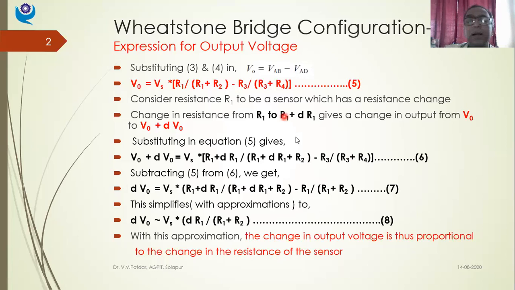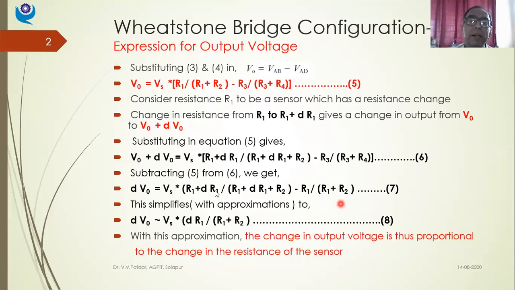The second part will get cancelled. Vs into R3 upon R3 plus R4 will get cancelled. What will remain is dV0 is equal to, you do it, you'll understand, Vs into (R1 plus dR1) upon (R1 plus dR1 plus R2) minus R1 upon (R1 plus R2). Only this part will remain. This also you can simplify by cross multiplication.